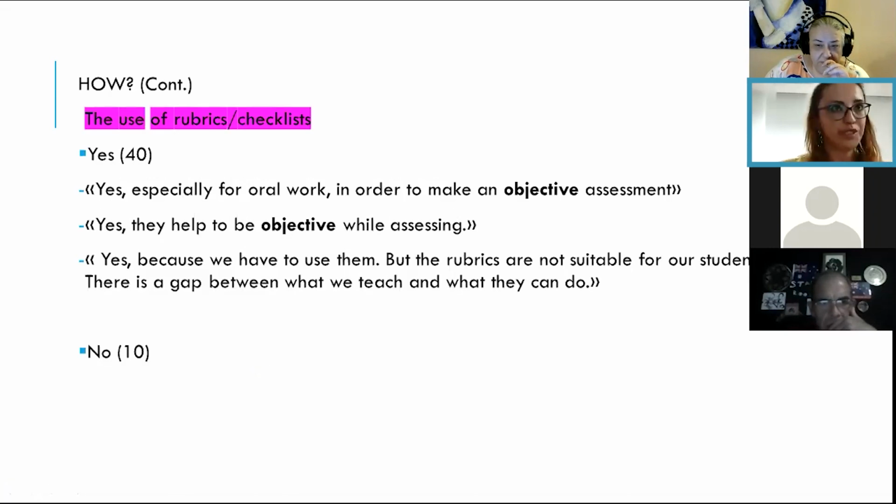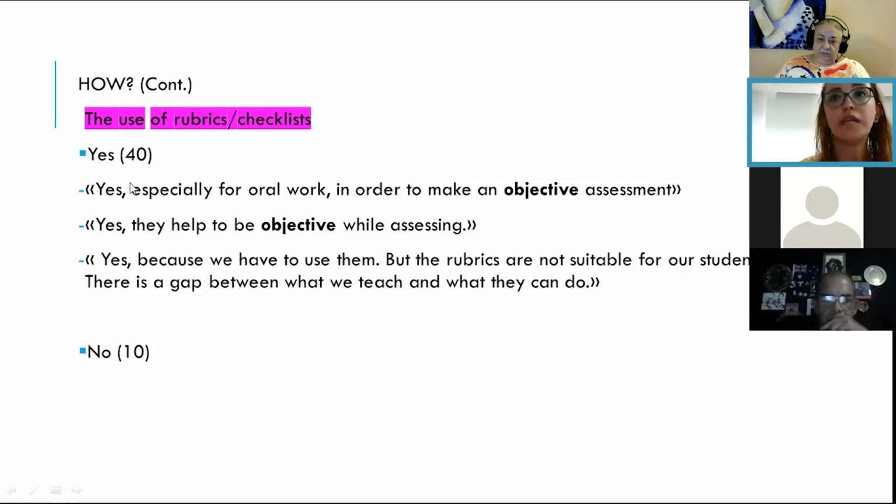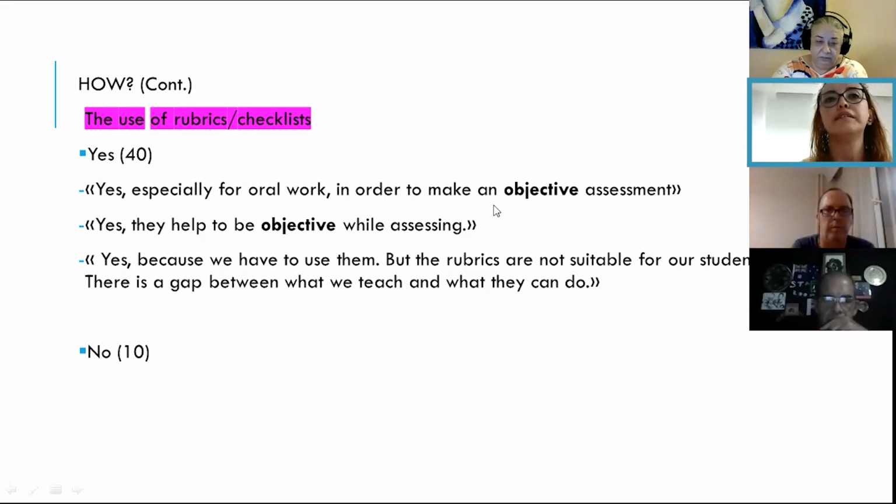We are now finished with the authentic assessment part, and now I wanted to look deeper into the use of rubrics and checklists. And fortunately, 40 teachers said, yes, we use rubrics and checklists. And they emphasized the objectivity of assessment about the use of rubrics and checklists. Like, yes, they have to be objective while assessing kind of responses were given.